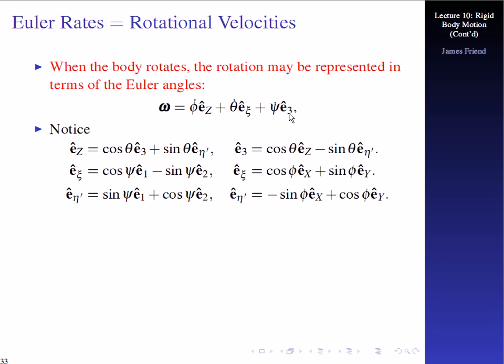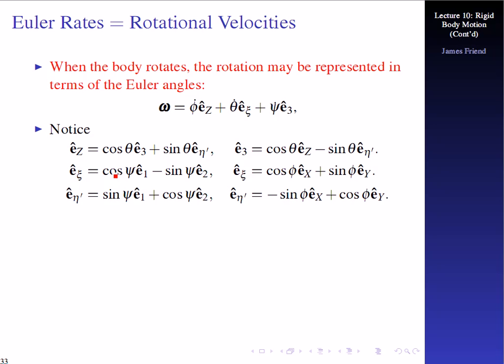And then, we had to go through this almost nightmarish experience of trying to relate the coordinate system directions with each other. Like, for example, e sub cap z is equal to cosine theta e sub 3 plus sine theta e sub eta prime. And then e sub 3 is equal to cosine theta e sub z minus sine theta e sub eta prime.